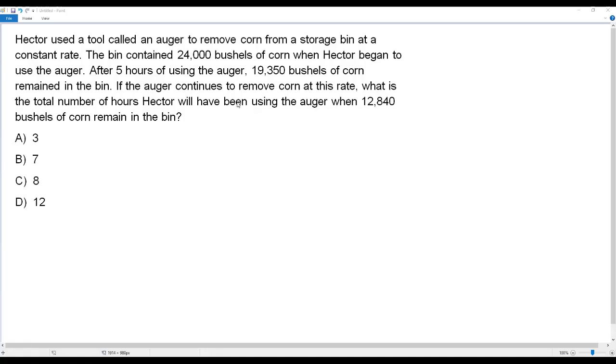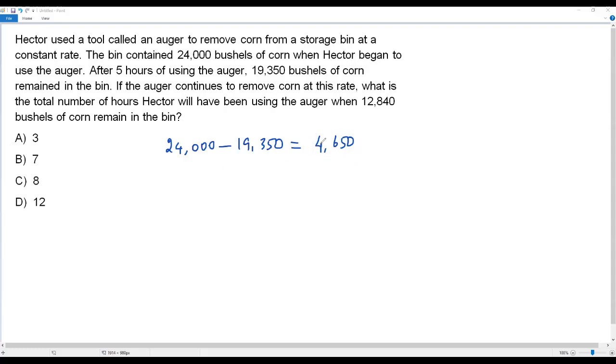Okay, so when Hector started to remove the corn from the bin, there were 24,000 bushels of corn. After 5 hours, 19,350 bushels of corn remained. So to find the number of bushels of corn removed by the auger, we have to find the difference between the initial value 24,000 and the number of bushels remaining after 5 hours, 19,350. Let's subtract: 24,000 minus 19,350. When I subtract 19,350 from 24,000, I'm getting 4,650. So this is the number of bushels of corn removed by the auger in 5 hours.